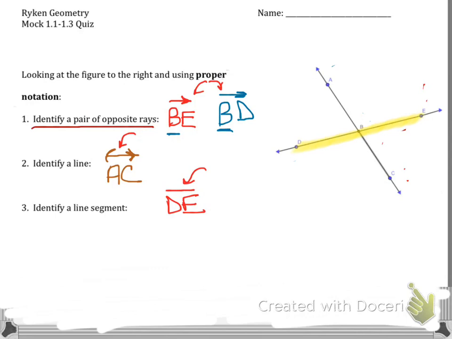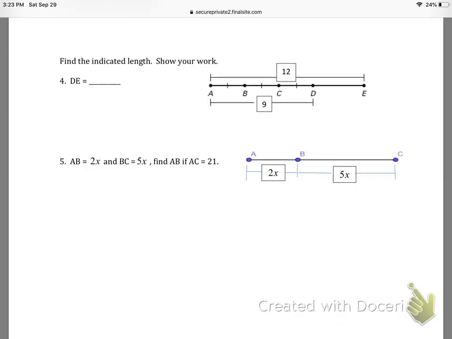We're going to go on to question 4. Question 4 says, find the indicated length. Notice that there is no symbol on top of this DE. When there's no symbol, that means length. They want you to find the length of DE, and they can either tell you that in words, or they can just say DE equals.